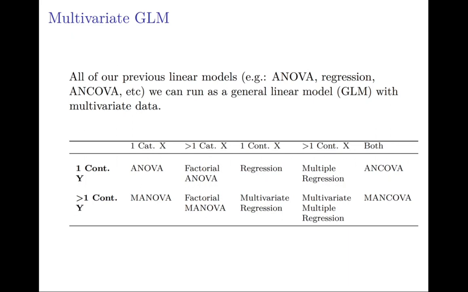And so when you have one categorical X, it's going to be a MANOVA, so multivariate ANOVA. More than one categorical X will be a factorial MANOVA, assuming you do interactions. One continuous X will now be a multivariate regression, and more than one continuous X will be a multivariate multiple regression, and both is a MANCOVA. So this is going to look very, very similar to what we've talked about in the past. We're just going to be now thinking about a matrix of Ys instead of one column of Ys.